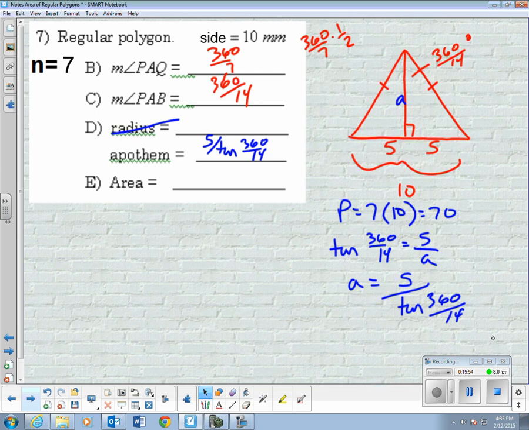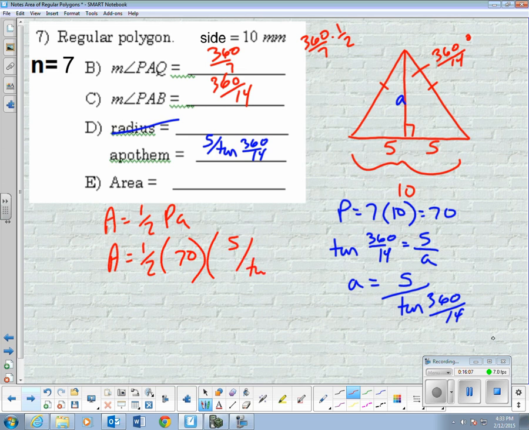All right. So now we got to work our problem out. We got to finish it up here. So area is equal to 1/2 PA. So area equals 1/2. My perimeter is 70. My apothem is 5 divided by the tangent of 360 over 14. Now I like to remember that there's going to be a lot of parentheses here. So if I'm going to put this into parentheses, I'm going to have one here and here also. So that I remember that when I'm putting that in the calculator.